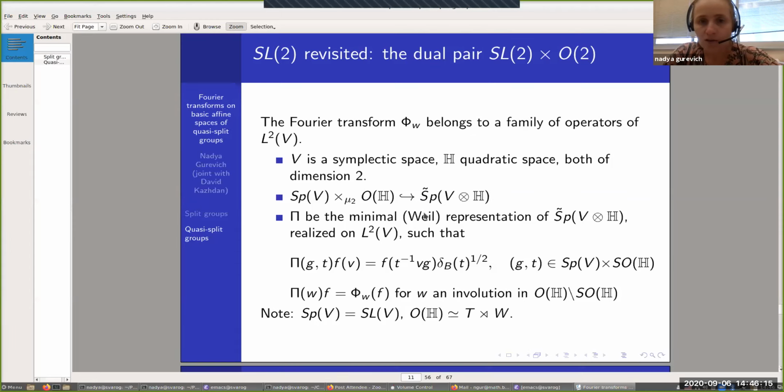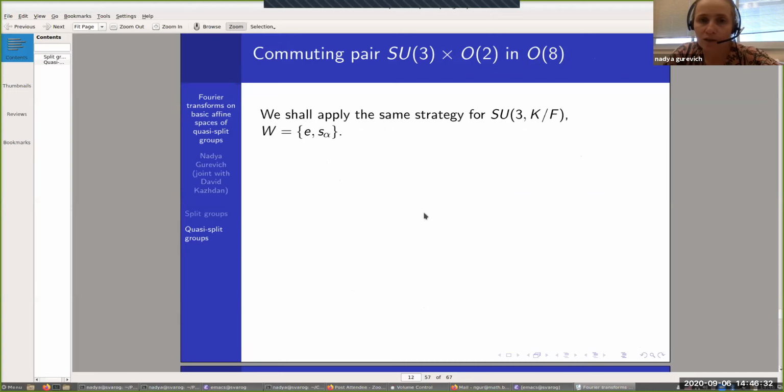Okay, so there is nothing new here, but it gives just a different point of view on how this Fourier transform might appear. Now we can apply kind of the same strategy for the group SU3. Okay, we also play the game of small dimensions.